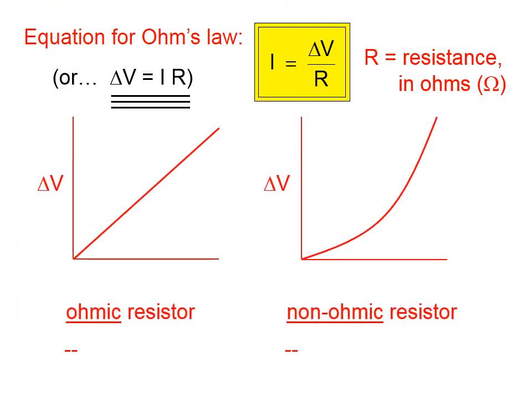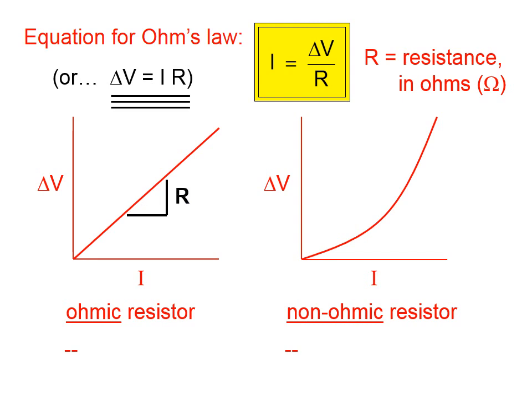If we were to set up a circuit and try different values of voltages by using, say, different numbers of batteries, and measuring the current in each case, and then plotting those values, sometimes we would get a straight line, as is shown on the left. Other times we might get a curved line, as we see on the right.